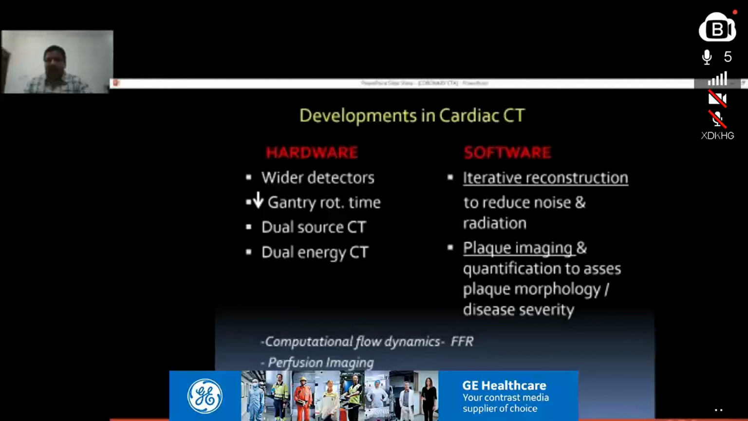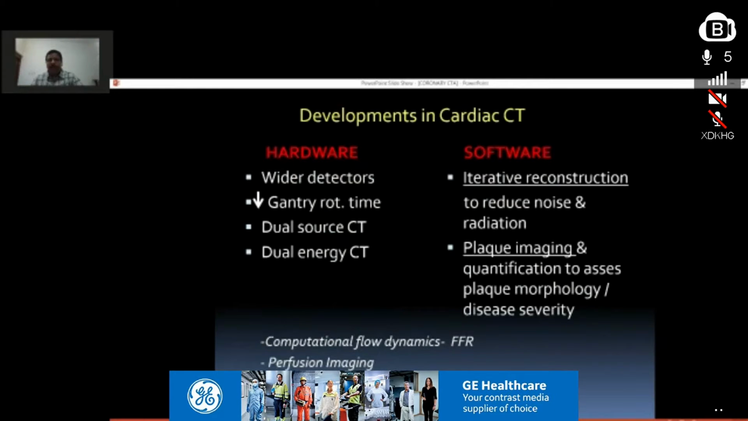Now, there have been certain developments in cardiac CT recently. The 128 and 160 slice scanners usually have 64 or 80 row detector systems. However, a lot of vendors have shifted to 256, 320, and 640 detector systems, which eventually use 80 detector rows multiplied by 4 or 6 times as the case may be. The gantry rotation time has reduced.